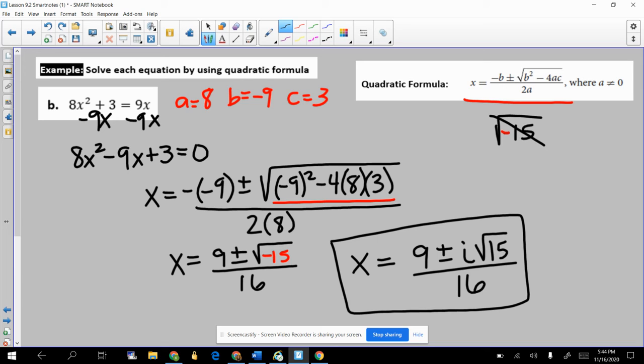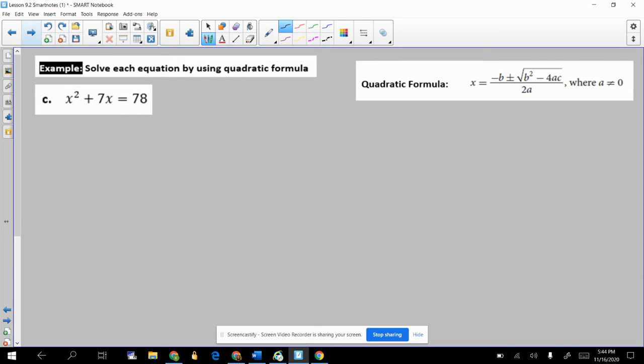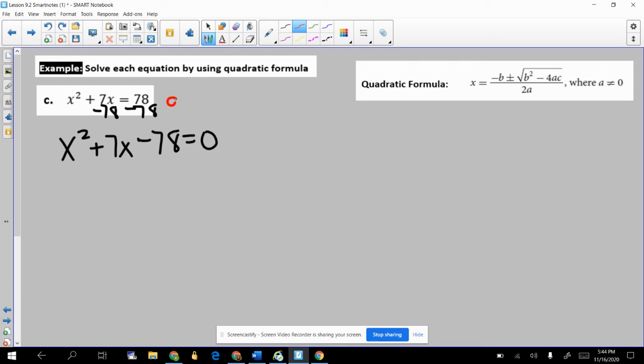Okay. All right, let's try one more together, and then you'll try one on your own. Okay, so in this one, we have x squared plus 7x equals 78. We're going to subtract over the 78. And to write it in standard form, that's going to look like x squared plus 7x minus 78 equals 0. So we've got an a value of 1, a b value of 7, and a c value of negative 78.